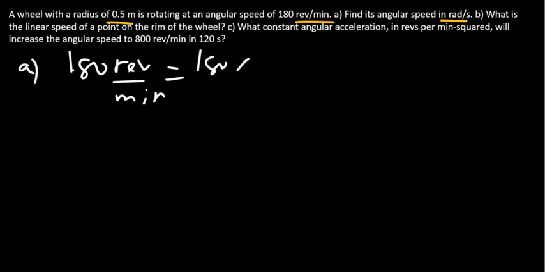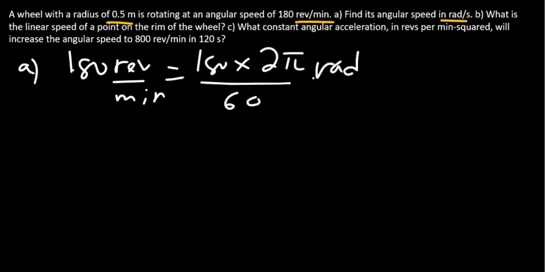Problem 2. A wheel with radius 0.5 meters rotating at an angular speed of 180 rev per minute. Find its angular speed in radian per second. So let's do that first. 180 rev per minute means 180. Each rev has 2 pi radians, as we have discussed before in a previous video, and each minute has 60 seconds. So that's going to give you an answer in radian per second. And the answer is 18.8 radian per second.